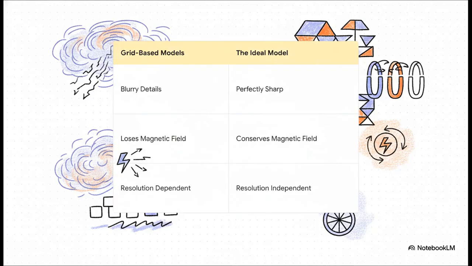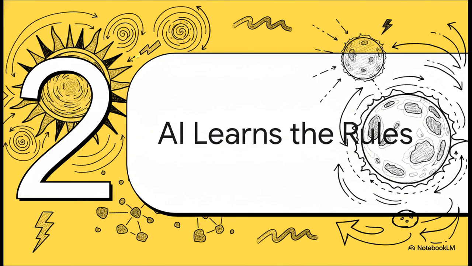So this really lays out the trade-offs, right? These grid-based models, they suffer from something called numerical diffusion, which basically just blurs all the details. But even worse, they tend to lose magnetic flux over time. The simulation literally springs a leak and loses energy, which is a huge problem if you're trying to make a long-term forecast. In a perfect world, our model would be razor-sharp, it would conserve every last bit of that magnetic energy, and it would give us the right answer no matter what resolution we used. Well, this is where things get really interesting.